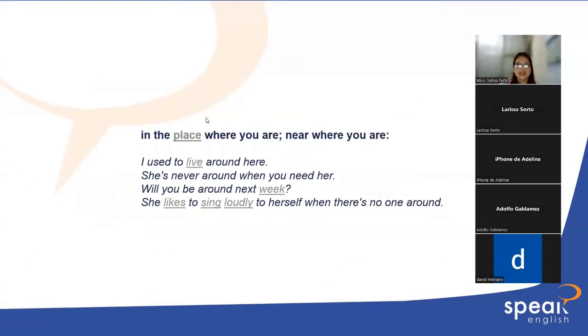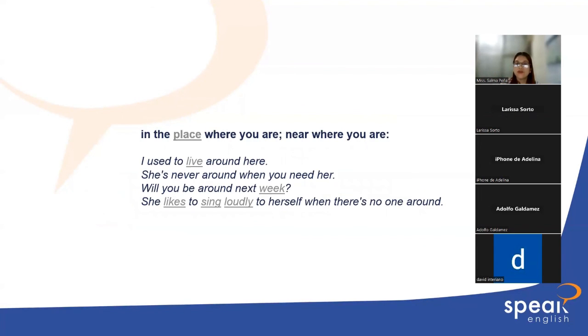And the last that we have, in the place where you are, or near where you are. I used to live around here, cerca de acá. She's never around when you need her. Nunca está cerca cuando la necesita. Will you be around next week? ¿Vas a estar por acá la otra semana? Or you can say, she likes to sing loudly to herself when there is no one around.